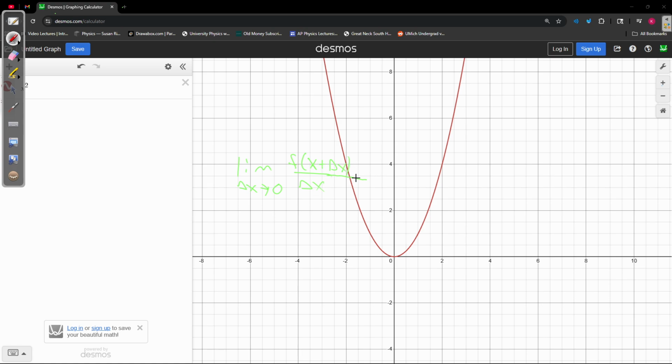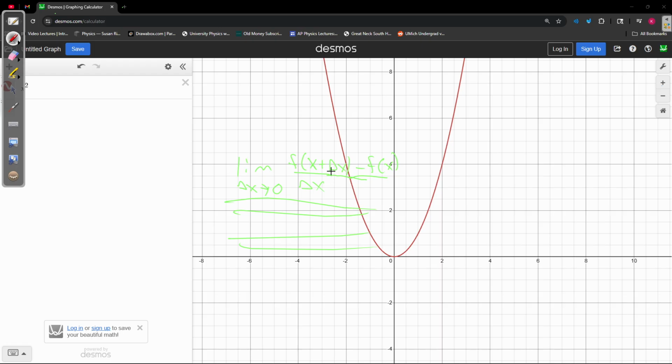So you have that, right? That's your y2, and then to get y1, you just need to go from a starting point, which is just x. So you just have to subtract f of x. And this is the limit definition of a derivative. Very important to have that memorized.